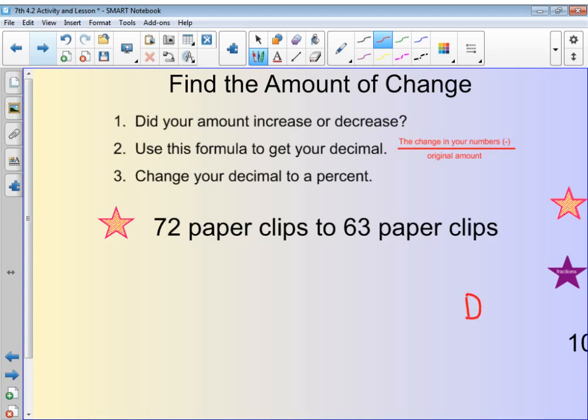Okay, so now I'm going to go ahead and use my formula. So I want to find the change in these numbers. I'm going to subtract between them. So 72 minus 63 gives me 9, over what I originally had, which was 72 paper clips. Remember, our original number is always going to be that front number when they're set up like this.